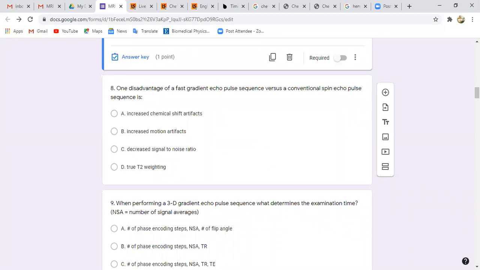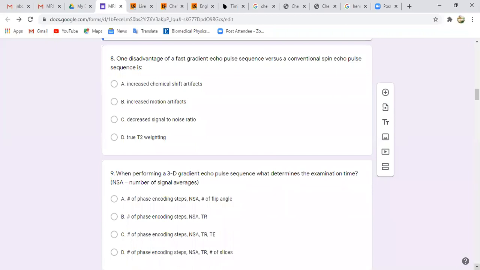For 9, when performing a 3D gradient echo pulse sequence, what determines the examination time? We have our NSA, the number of signal averages. I went for A: the number of NSA and the flip angle. Any contrary view? I went for A too. I think most of us went for A.